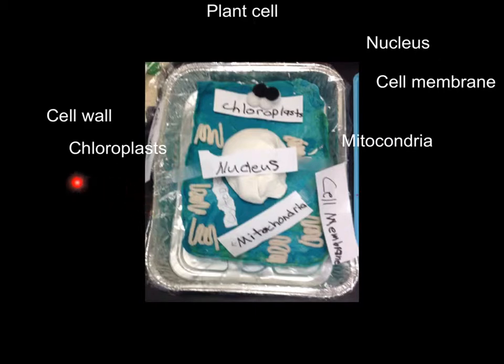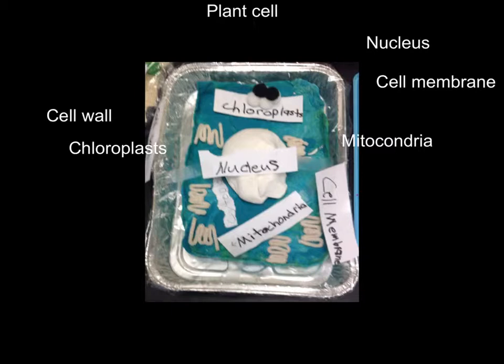I will be talking about the chloroplast. The chloroplast is right here. It almost looks like two layers. And the chloroplast takes energy from the sun and uses the energy, kind of like the mitochondria, to make the cell stronger and work better.